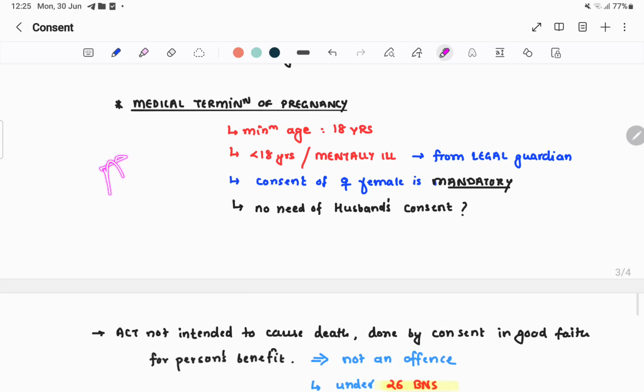MTP, medical termination of pregnancy: the minimum age is 18 years. If less than 18 years or mentally ill, the legal guardian has to consent. And the consent of the female is mandatory.